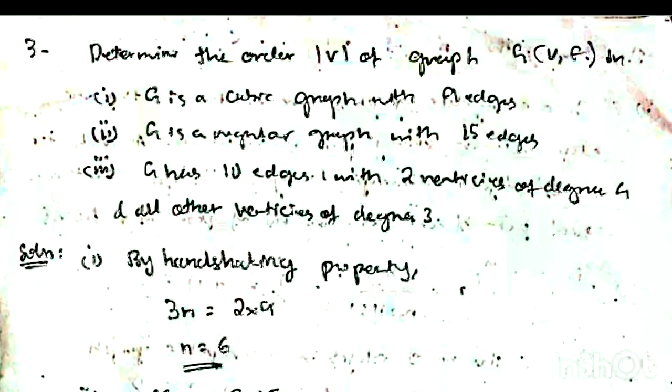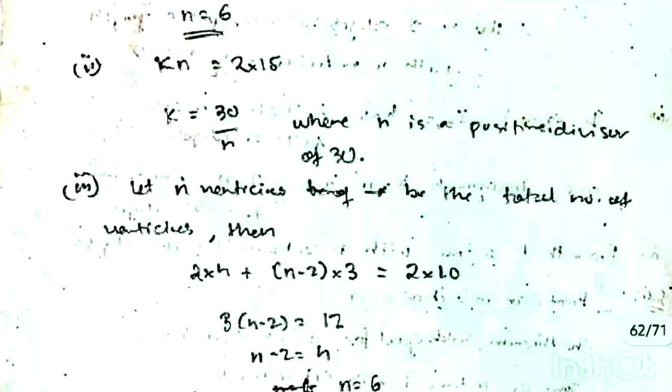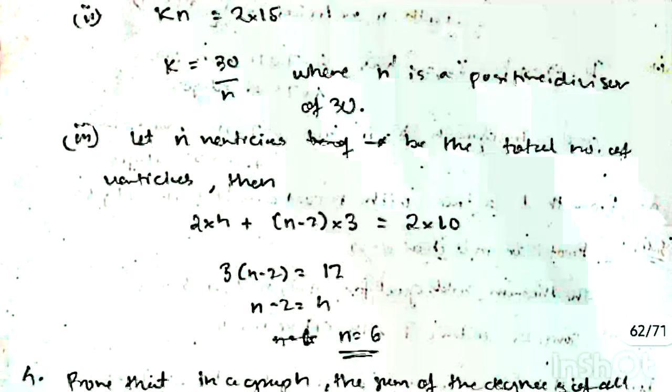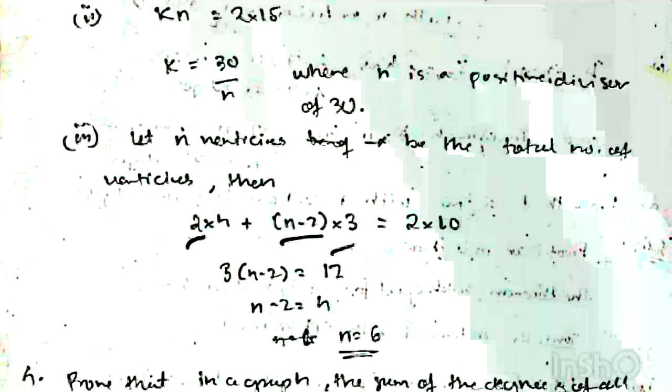In the next question we have been given that there are a total of 10 edges and 2 vertices of degree 4 and all other vertices of degree 3. So if there are n vertices in total, that means 2 vertices have degree 4 and n minus 2 vertices have degree 3. That's equal to 2 times the number of edges. On simplification we will get the final answer as n is equal to 6.